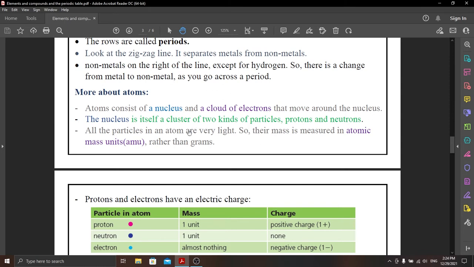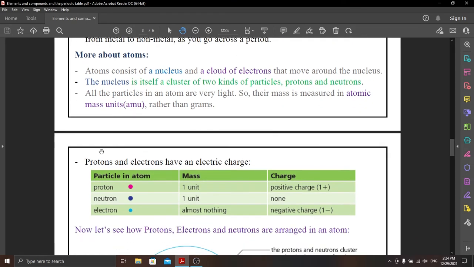All the particles in an atom are very, very light. Because of that, we can't measure their mass in grams. So we use another measuring unit called the atomic mass unit, short for AMU, or just U. Both are correct. Now, protons and electrons have an electric charge. But what about neutrons? Neutrons, from their name, are neutral. They don't have a charge.